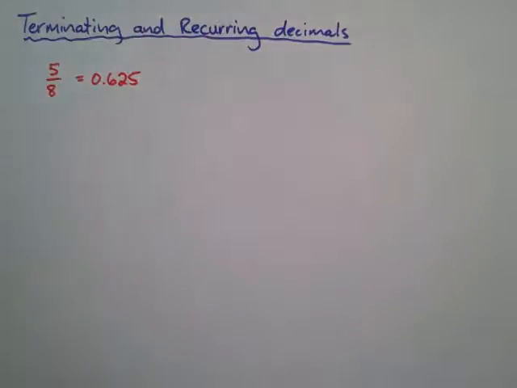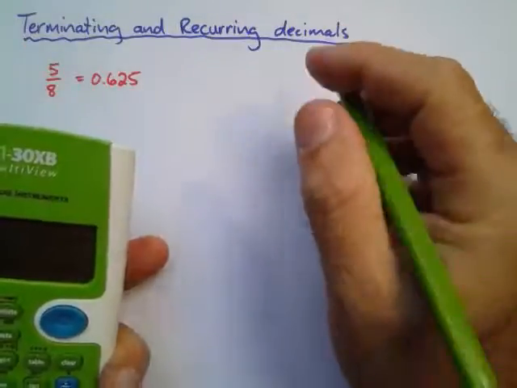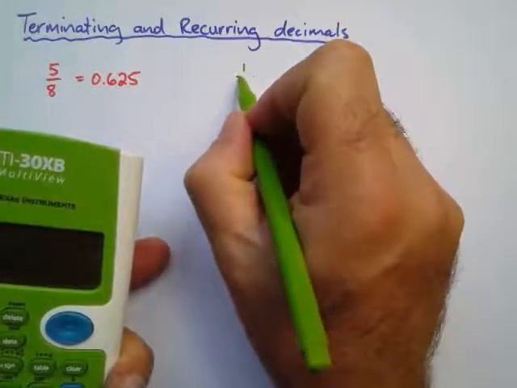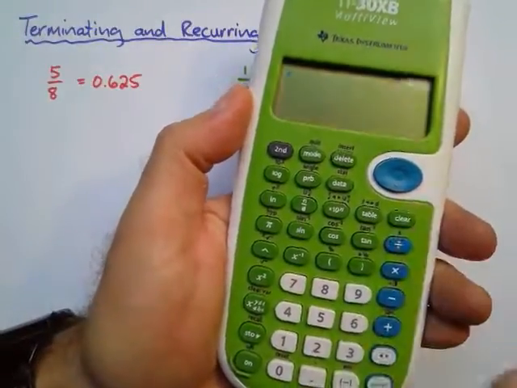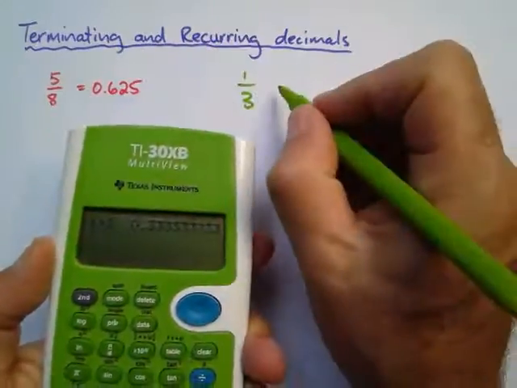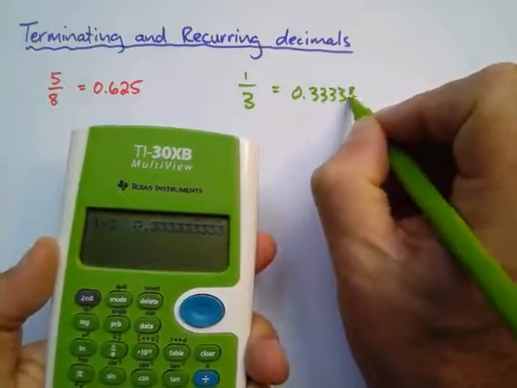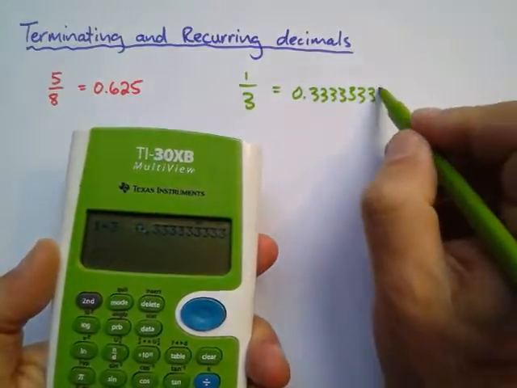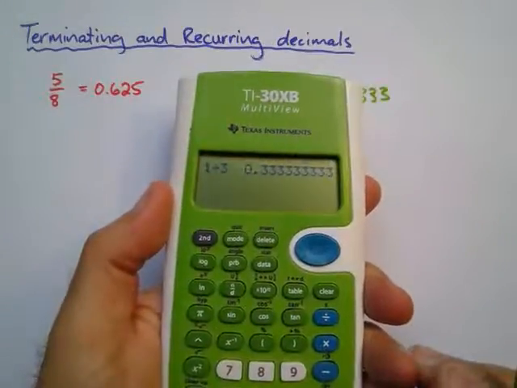Let's take another number. Let's take the fraction 1 divided by 3. We do that in our calculator. Clear. 1 divided by 3. Enter. And I see my answer goes on and on and on. The only reason it stops here is because we run out of space.